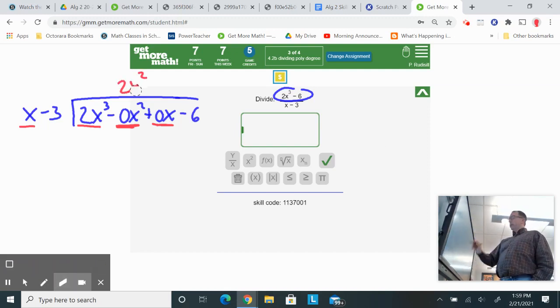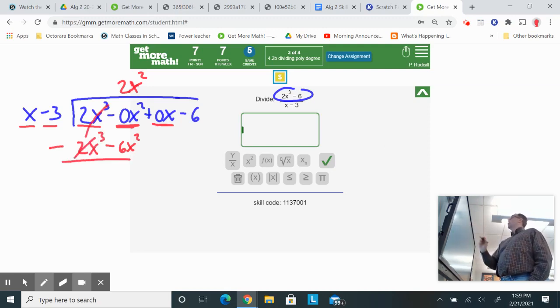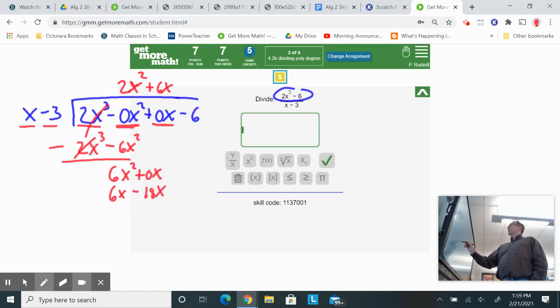Let me tidy that up a little bit here. And multiply times negative 3 would be negative 6x squared. 2x squared times x is positive 2x cubed. Going to subtract. 0 minus negative 6 is plus 6. It would be positive 6x squared. Bring down the x terms. So I need 6 x's to make that work. Times negative 3 is negative 18x. Times x is 6x squared.